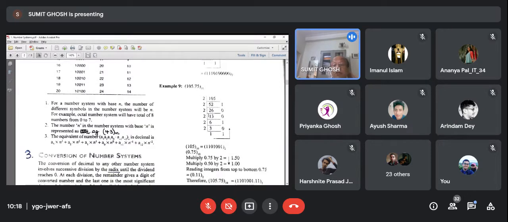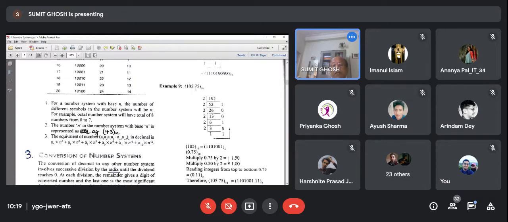Okay, so here this number is 105.75. How to convert 105 from decimal to binary, you already know, so I am not repeating this. You go on dividing 105 by 2, and you get 52 with remainder 1, then divide 52 by 2, you get 26, remainder 0. Like this you go on till no further division by 2 is possible. Then you go from bottom to top. So 105 can be represented as 1101001. That means you go from bottom to top.